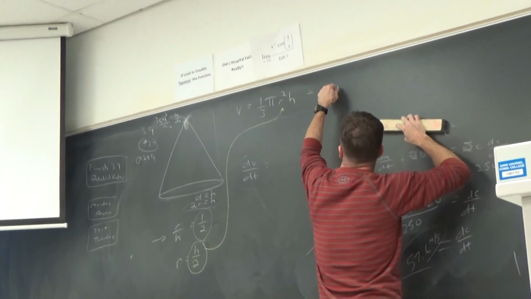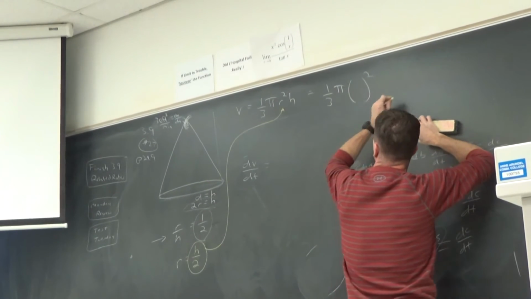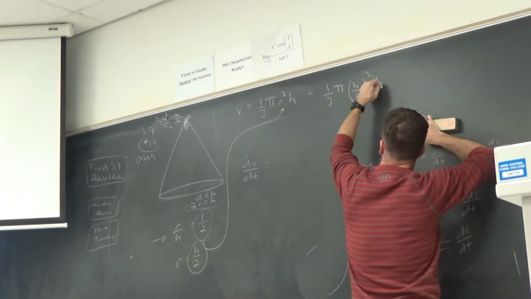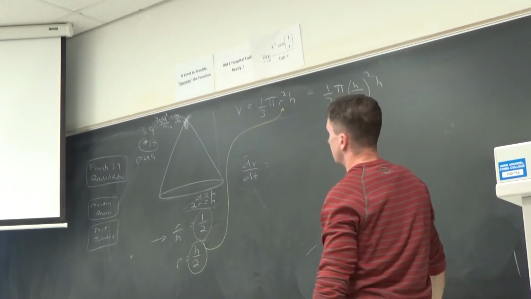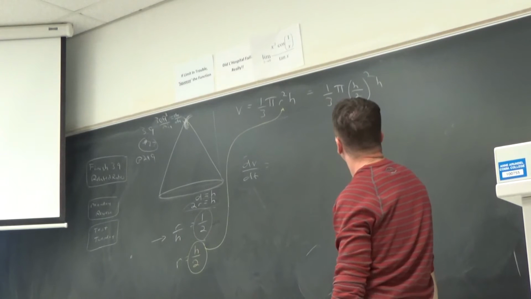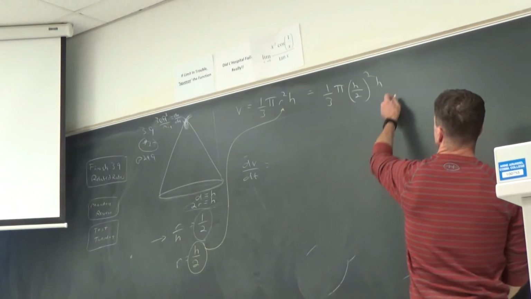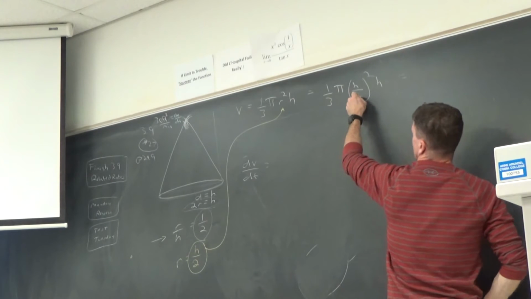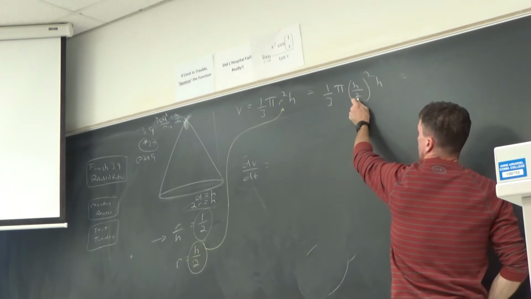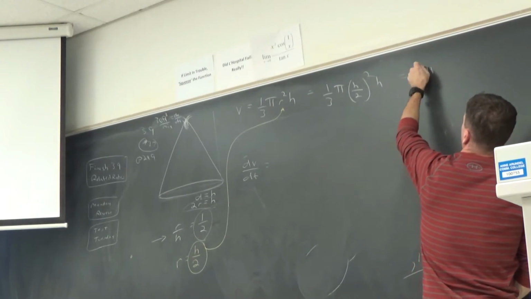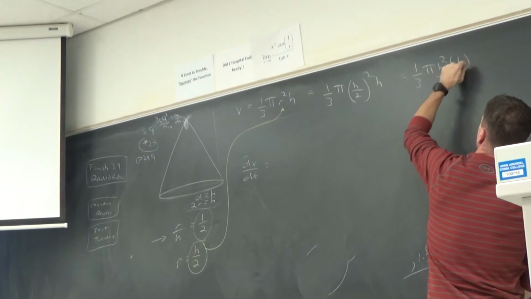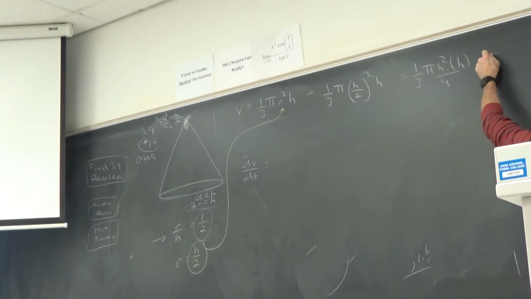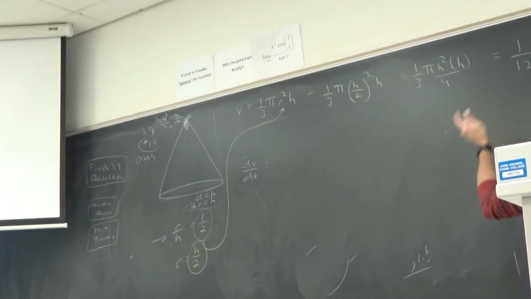So 1/3 pi times h over 2 times h. It's a little different from our problem yesterday, but what does all that become? 1/3, and the 2 squared becomes a denominator: h over 4, so h squared over 4. 1/3 pi h squared over 4 times another h. So it would be pi h cubed over 12. There you go, everyone: 1/12 pi h cubed, right?